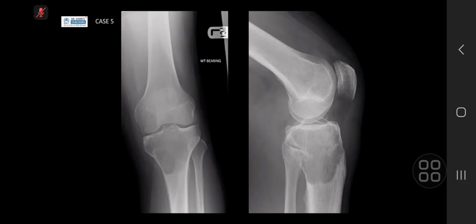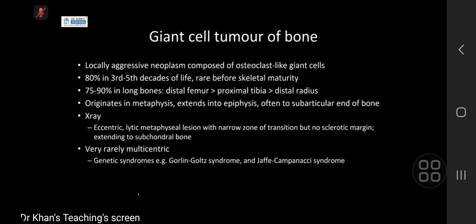Now, candidate one correctly identified there is some thinning, but actually there's some periosteal reaction along that medial border of the proximal tibial metaphysis, which is slightly concerning. So the GCT itself can be locally aggressive, and it's important to look for some of those aggressive features.